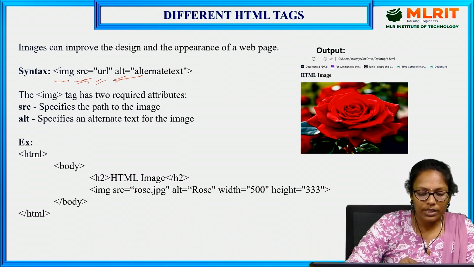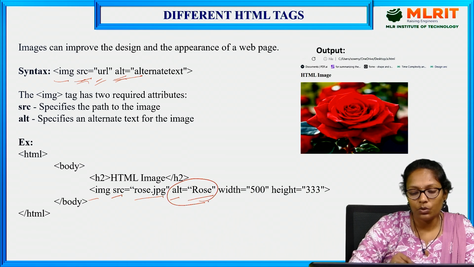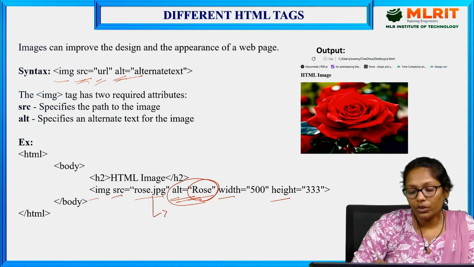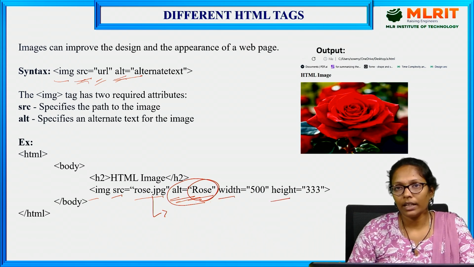Here is an example: image source equal to rose.jpg and alternative is rose. This alternative message will be displayed if rose.jpg is not available in your system. If it is not available, then in that box you will get a message called rose. These two are not mandatory attributes. If you don't give them, the default width and height will be taken.